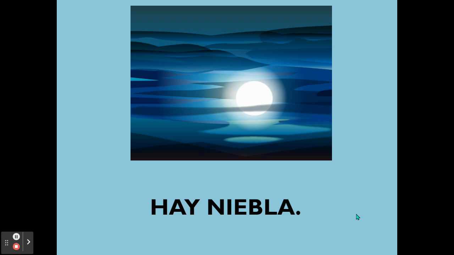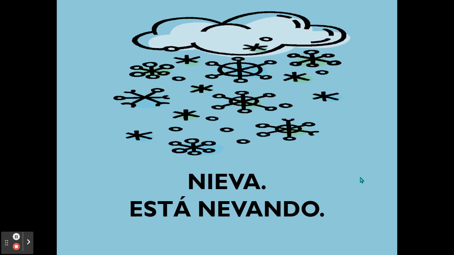Hay niebla is it's foggy out. It's very blah out when it's foggy. So hay niebla means there is fog. Nieva, está nevando. So you remember how there's two that have to do with snow, right? Nieva means it snows. Está nevando means it is snowing right now. So you might want to say it snows in January, nieva en enero, but it's snowing today, está nevando hoy. So it kind of depends on your sentence and what you're talking about, which one you're going to use. But they both have the same base, right?